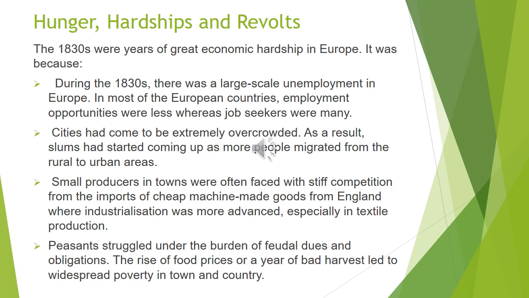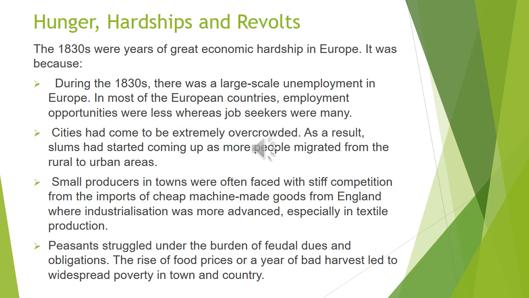Cities had come to be extremely overcrowded. As a result, slums had started coming up as more people migrated from the rural to urban areas. So, as the unemployment grew, people from rural areas, that is villages, started moving towards the urban areas, that is towns and cities, in search of jobs. Thus, the cities became overcrowded, and hence slums came up in order to accommodate these migrants.